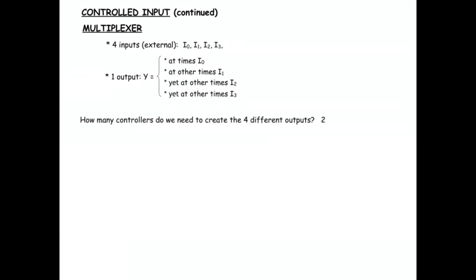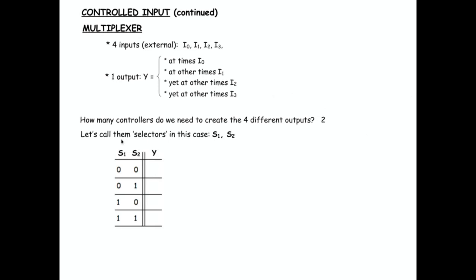Well, 2, right? Same thing. 2 controls, alpha and beta, or maybe you can call it C1 and C2. It doesn't matter how many inputs there are. If you want to produce 4 different outputs, you need 2 controllers. So in this case, rather than calling them alpha, beta, C1, C2, we'll call them S1, S2, because in conjunction with the term multiplexer, the controls are called selectors.